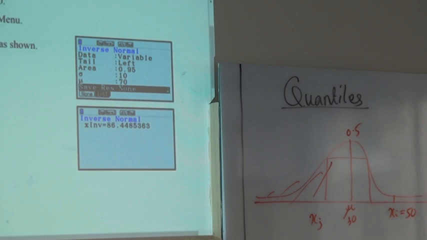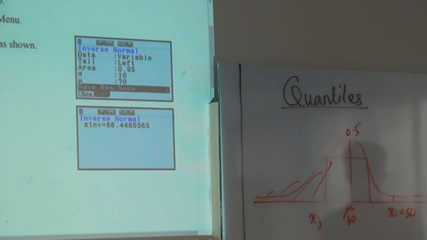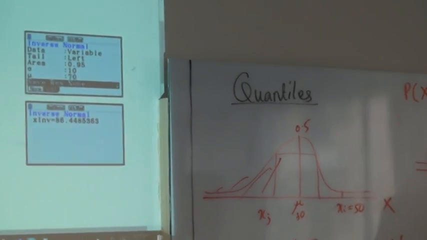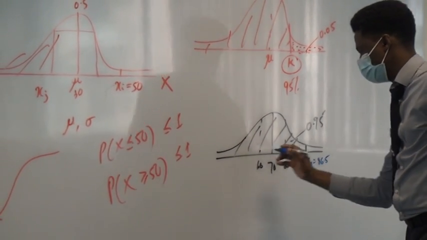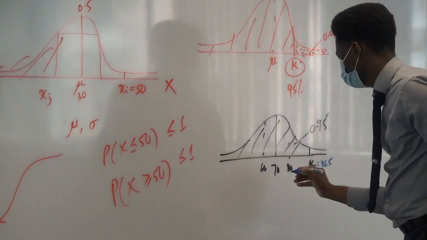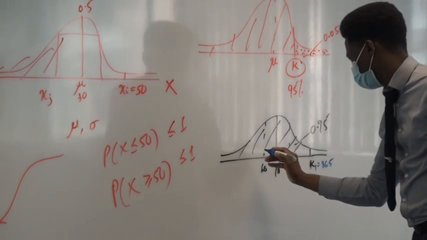Leave every other thing constant. What do you get? 53.55. But in the first case, k is what? K1 is 86.5. The second k is what? 53. Now, this is what you have done for the second case.